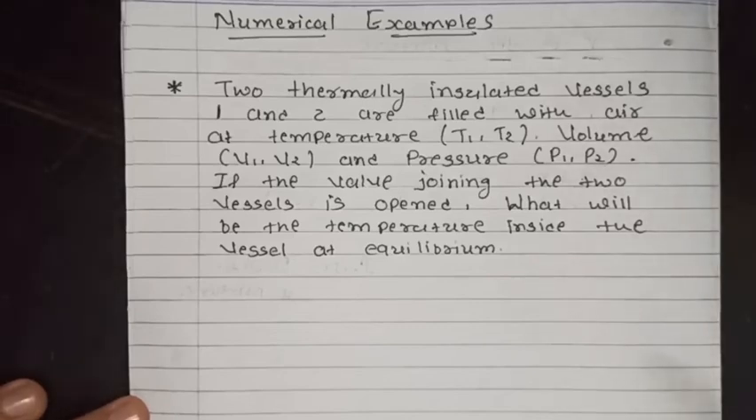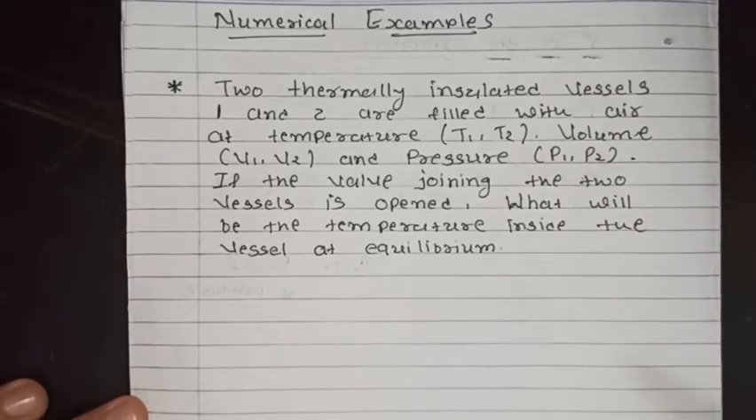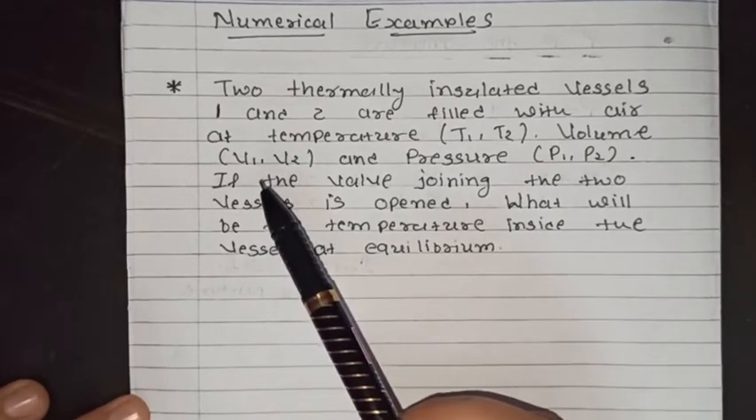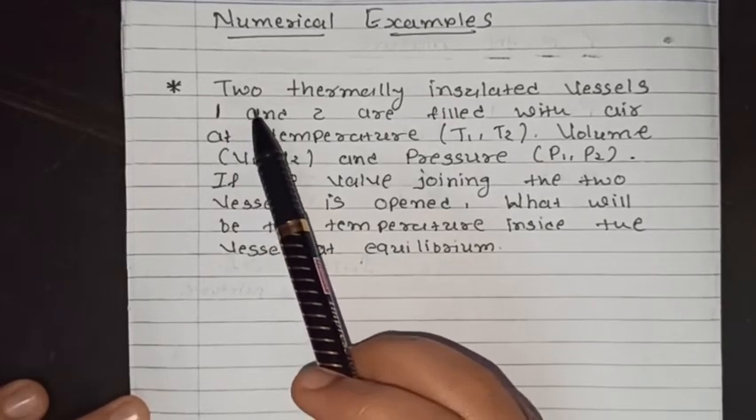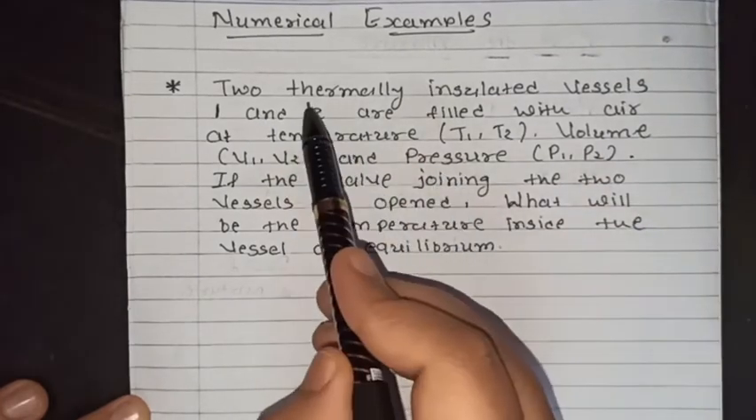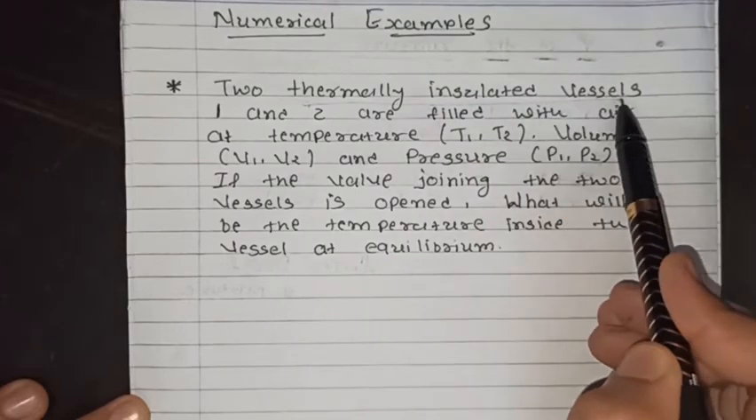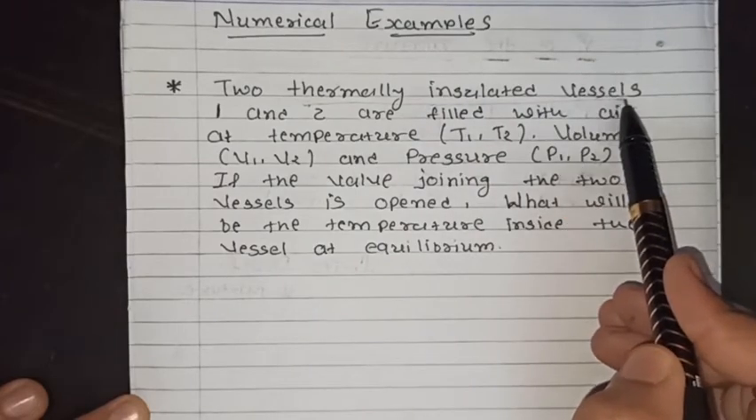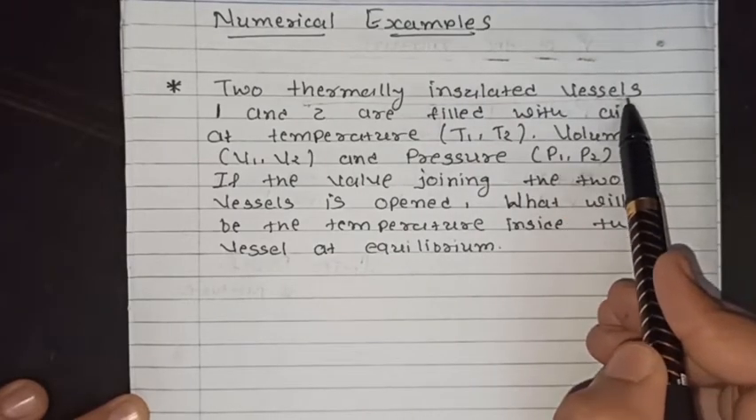Now let us see some numerical examples based on what we have studied today. In the first question, it is given that two thermally insulated vessels. Here, thermally insulated vessel is very important. That means there is no heat loss.